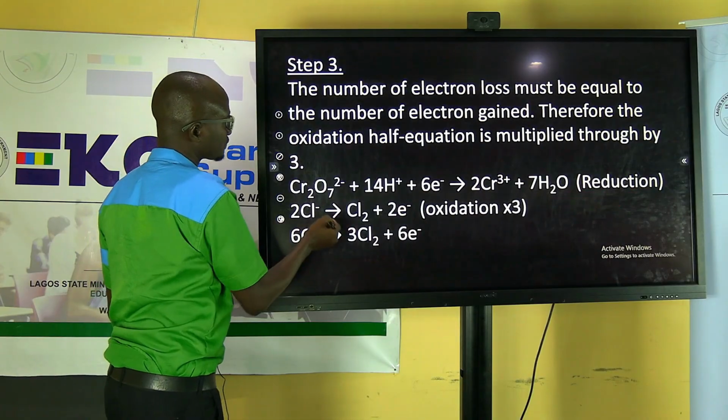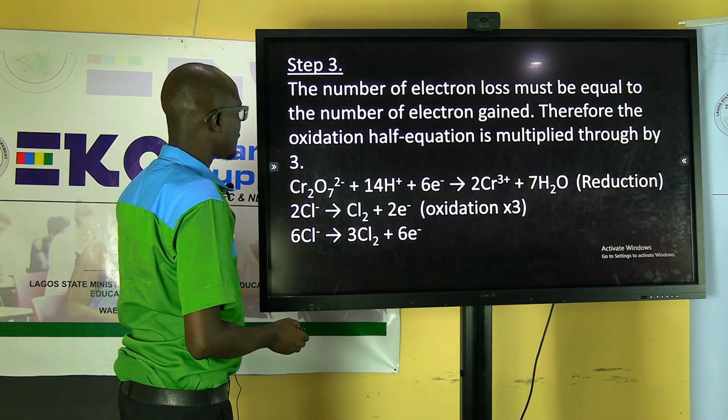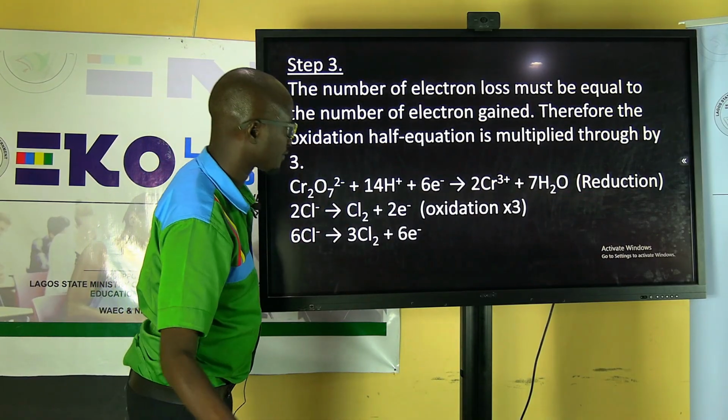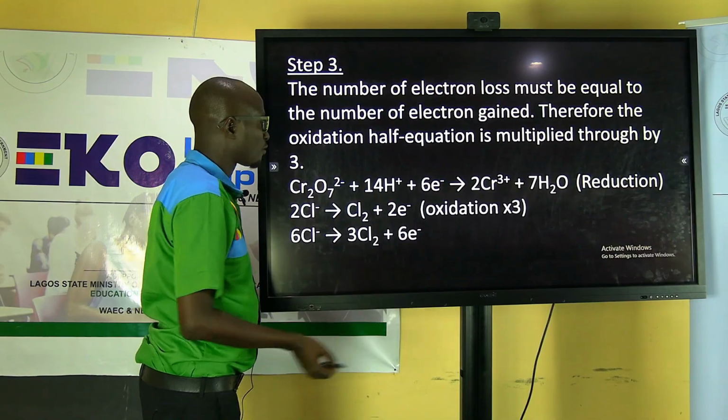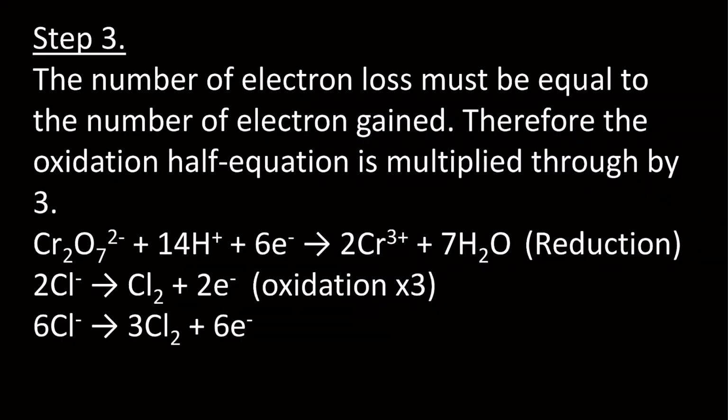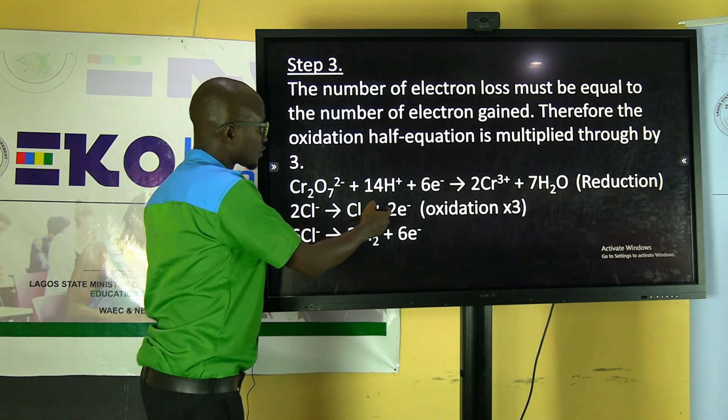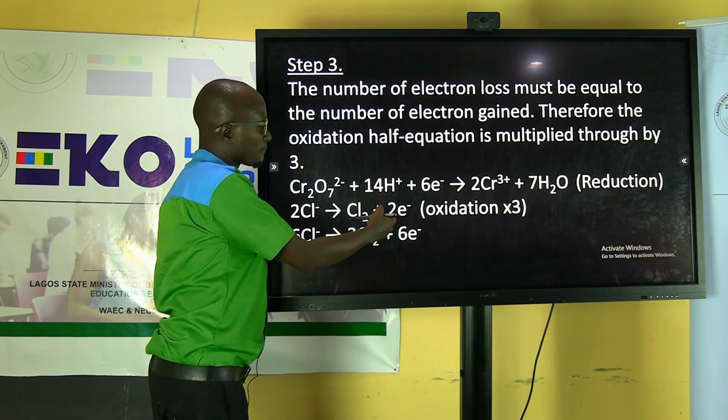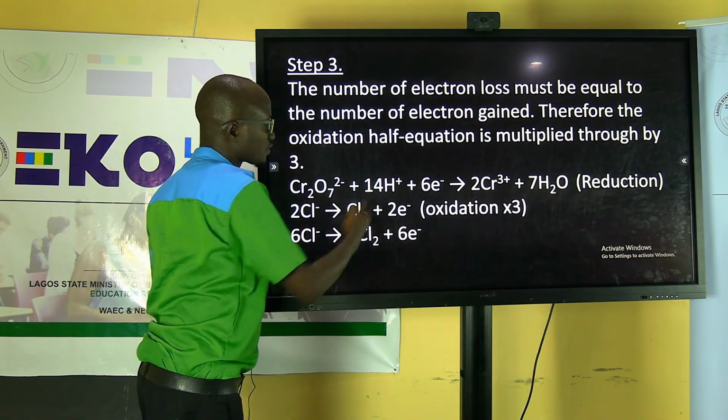So let's move on. At the end of the day, we have this combination of all what we have done. Now, the next rule says the number of electrons gained in the reduction half equation must be equal to the number of electrons lost in the oxidation half equation. Remember, it was just 2 electrons that were lost here, and it was 6 electrons that were gained here.